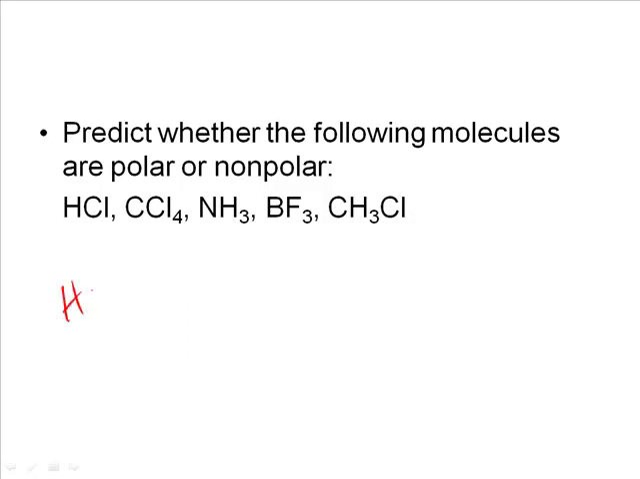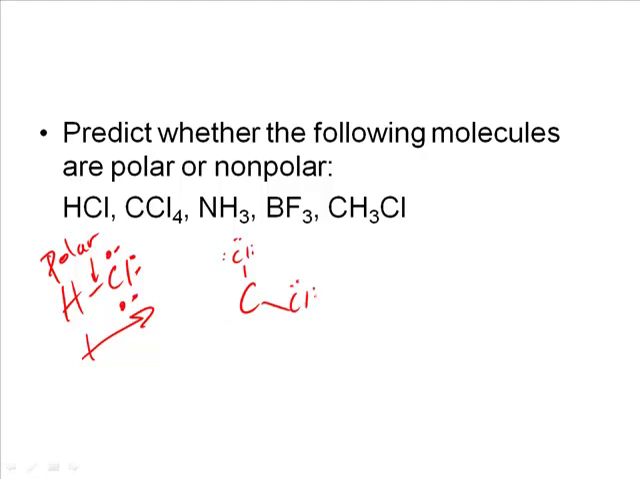So the first thing you do is you just draw the Lewis structure. HCl. Okay, does one of them pull stronger than the other? Yes, the chlorine is very close to fluorine. Your dipole moment would look like that. Is it a polar molecule? Yes. Why? Because it's a polar bond. The chlorine's pulling stronger than the hydrogen. Therefore, it's polar.